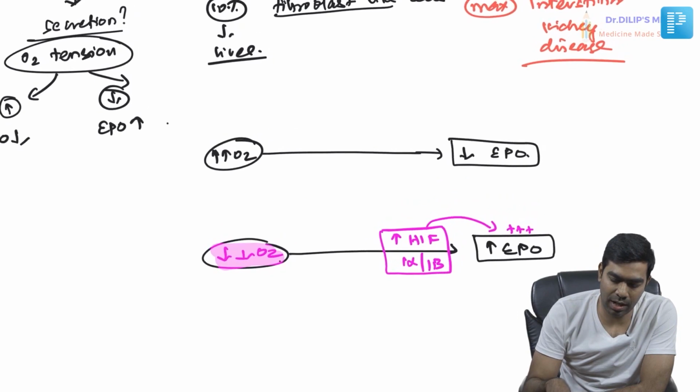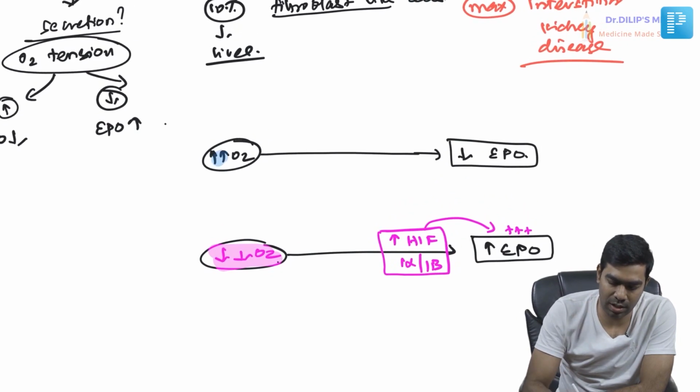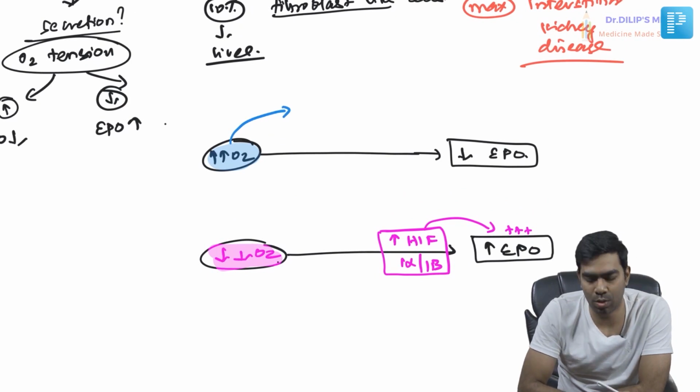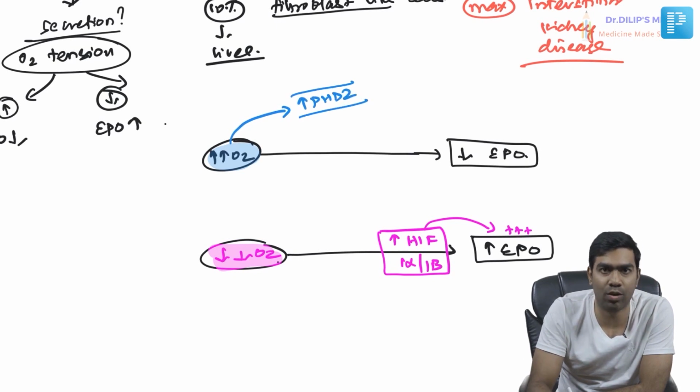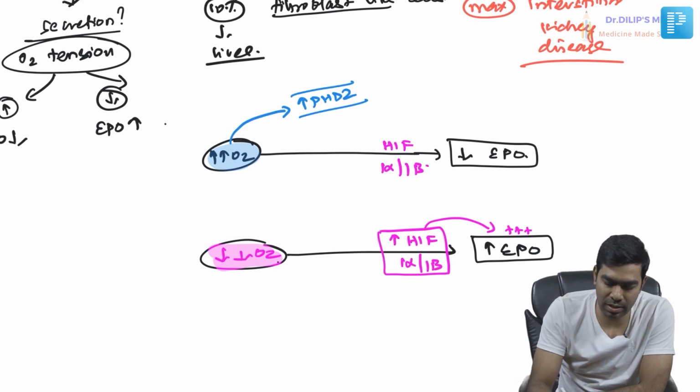Whenever the oxygen tension is high, it increases the activity of one more protein called PHD2. This is a hydroxylase enzyme. This hydroxylase enzyme does one important thing. I told you there is something called HIF 1 alpha and 1 beta, hypoxia inducible factors. This PHD2 is going to hydroxylate this HIF 1 alpha and 1 beta.